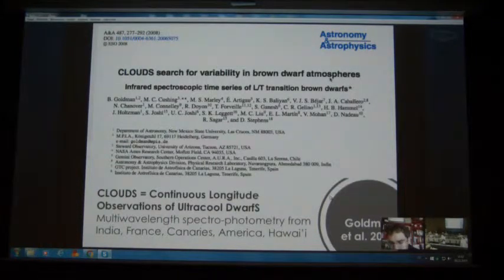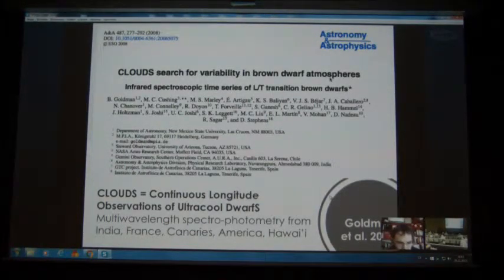That transition occurs at effective temperatures of the order of 1300 kelvins. Remember that the effective temperature of the Sun is 5,750 kelvins. So we are talking of objects that look more like planets than stars.